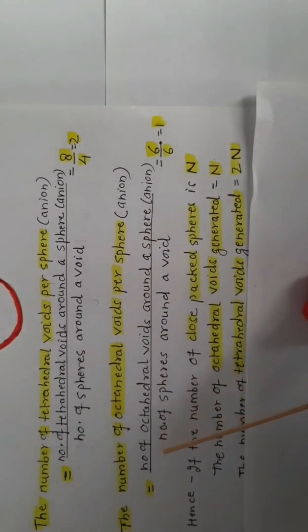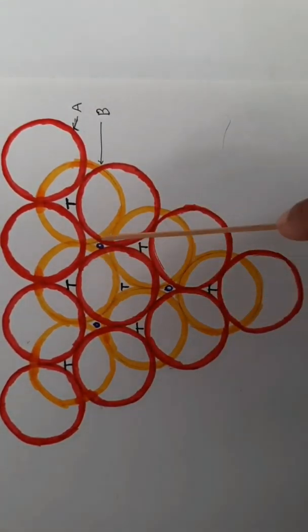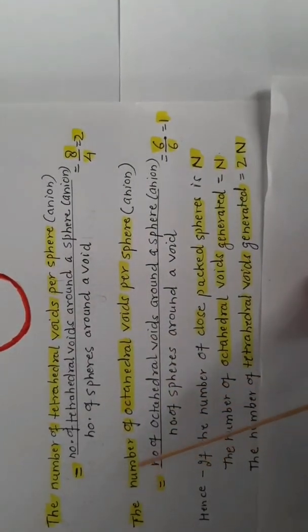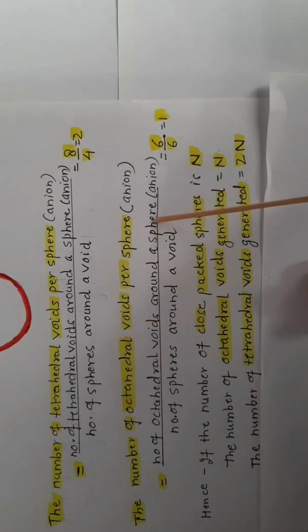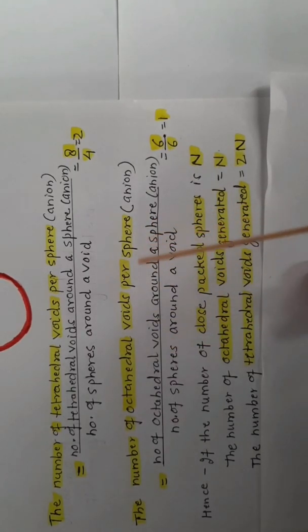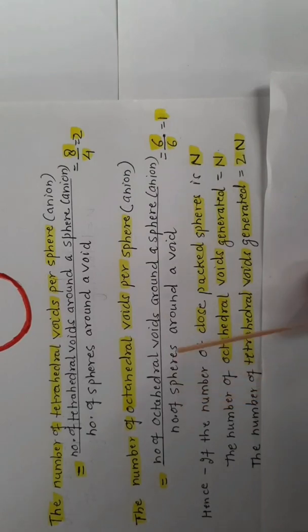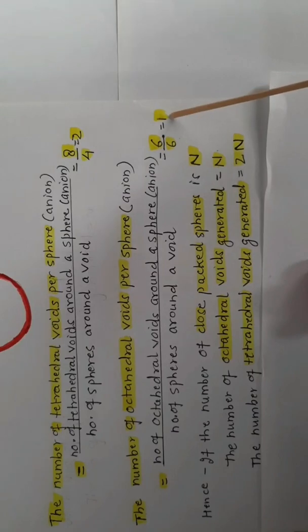Now let us calculate the number of octahedral voids per sphere. We have seen that each sphere is common between 6 octahedral voids, 3 above this plane and 3 below this plane. So a sphere is surrounded by a total of 6 octahedral voids. Now let us calculate using the formula. The number of octahedral voids per sphere is the number of octahedral voids around the sphere, which is 6, divided by the number of spheres surrounding an octahedral void, which is also 6. So 6 divided by 6 will give you 1.